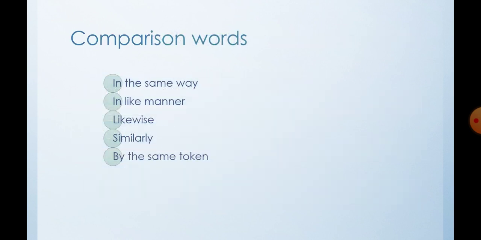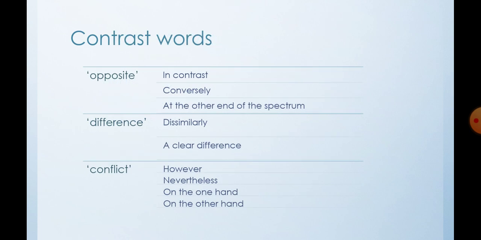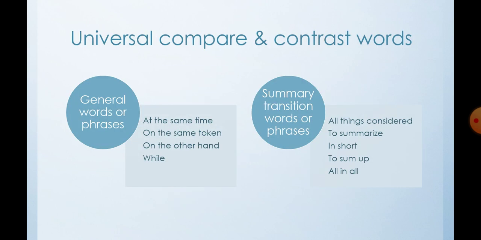Comparison words and then contrast words. We have 3 different contrast words transition: opposite, different, and conflict. And then universal compare and contrast words. We have general words or phrases and summary transition words or phrases.